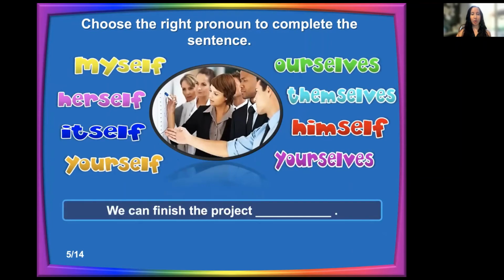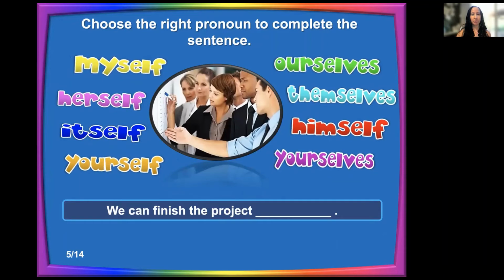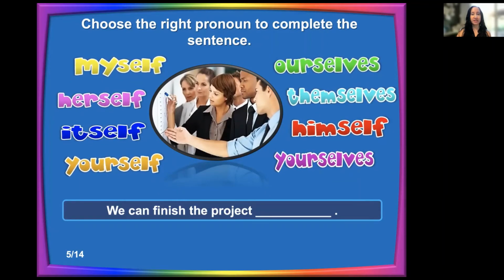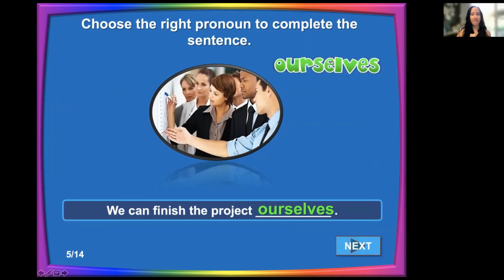Okay. We can finish the project. What's the pronoun? We. What would be the reflexive pronoun for we? We can finish the project ourselves. Amazing. Love it.